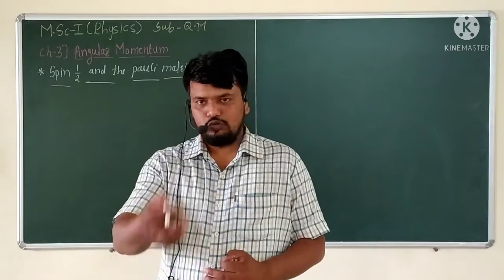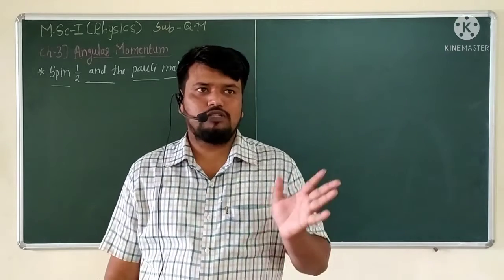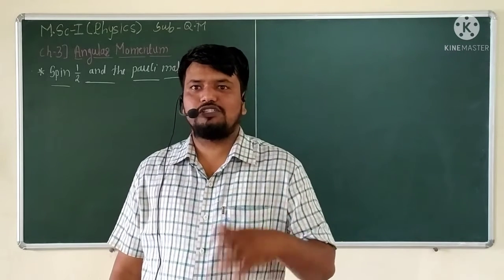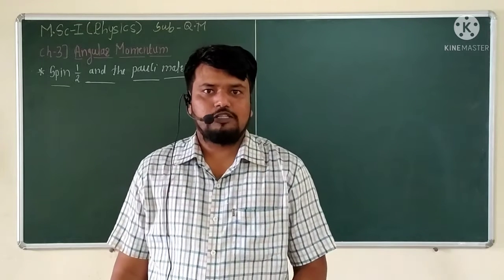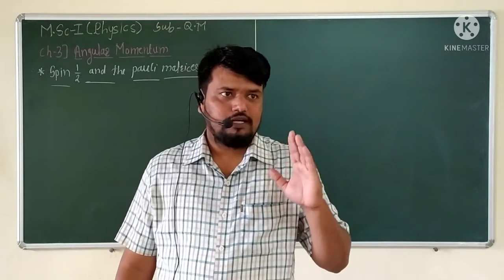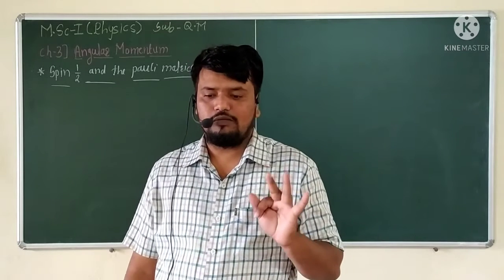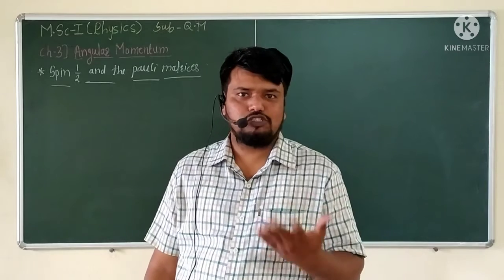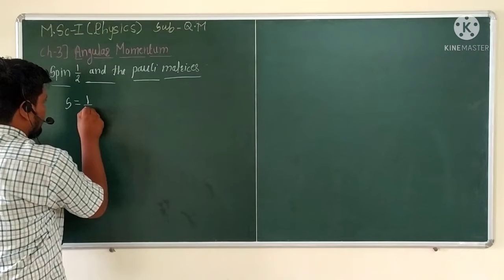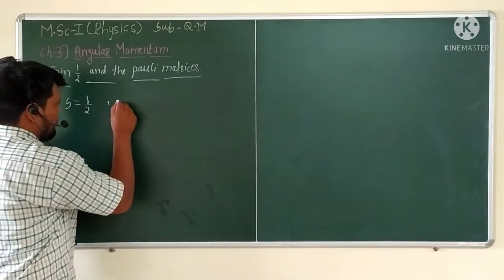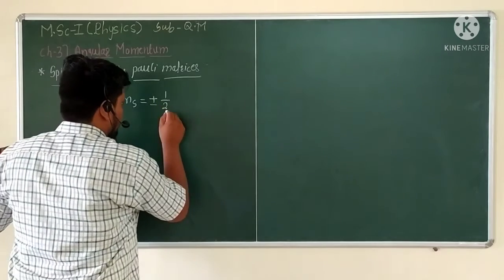You know the formulas for the eigenvalue of the S square operator, Sz, S plus, S minus, and so on. Using these formulas, we want to represent the spin matrices. First of all, you have to know that for a particle with spin half, the quantum number ms is plus or minus. If S is equal to half, that is spin half, then ms is equal to plus or minus 1 by 2.